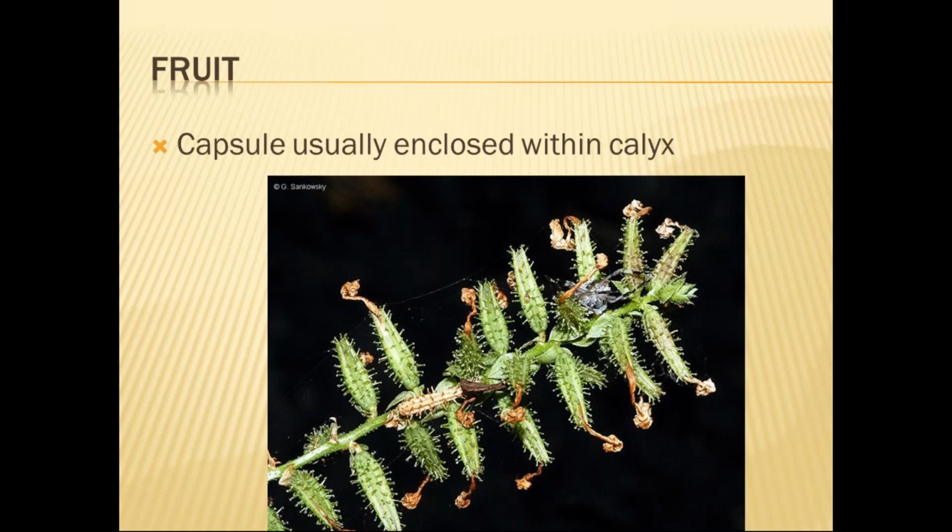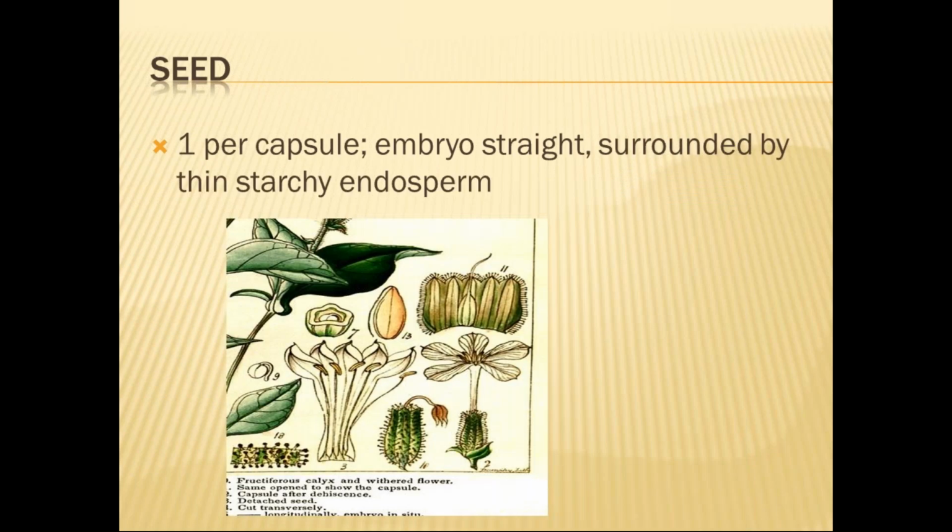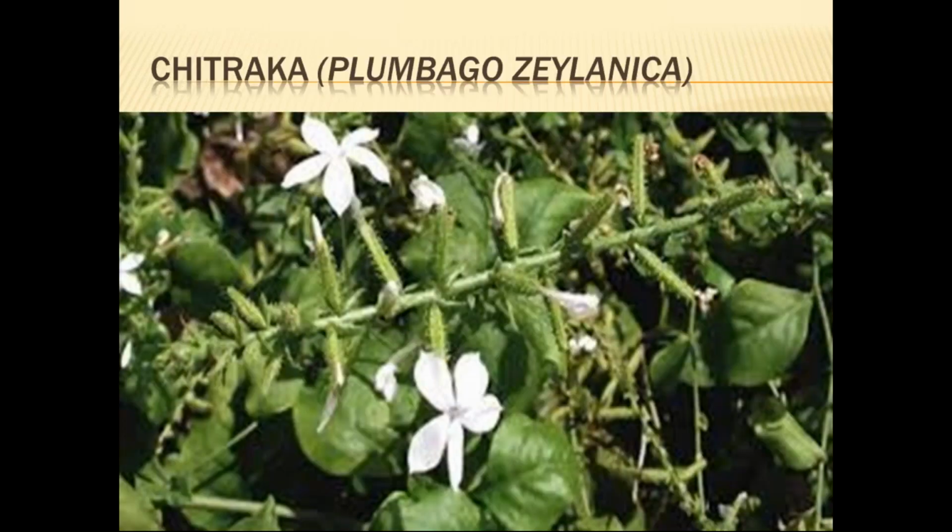Fruit is a capsule, as we are going to be seeing in this particular family, enclosed with the calyx. Seed is 1 per capsule and the embryo is straight, but surrounded with starchy endosperm. This is the plant we are seeing, chitrak, that is Plumbago zeylanica.